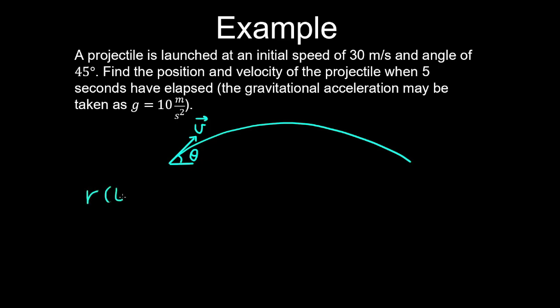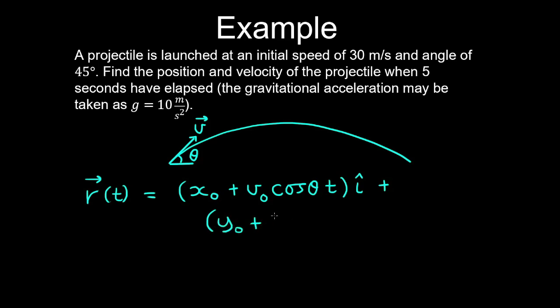So recall that the position, being a vector valued function, is the initial position in the x direction plus the initial speed by the cosine of the launch angle by time t in the i direction, plus the initial y position plus the initial speed by sine theta by time t minus the gravitational acceleration by t squared on 2 in the y direction.